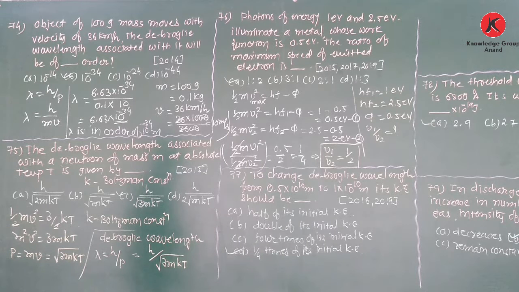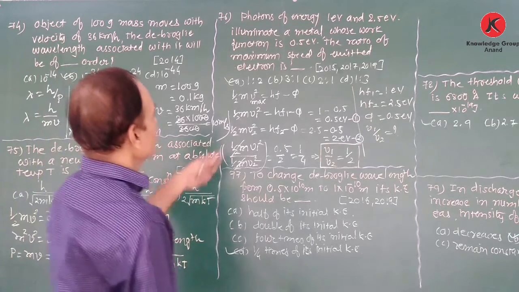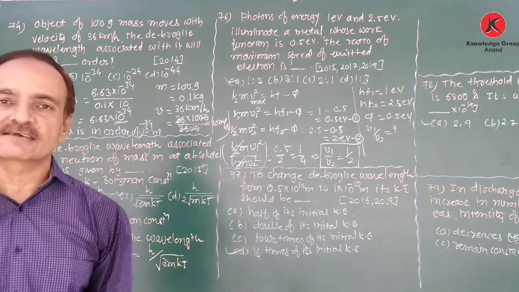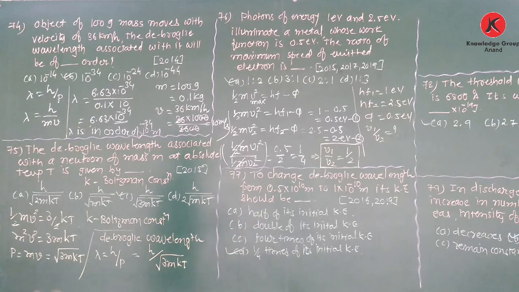This question is most important, and it has been asked 3 times. This year there is also the probability that this numerical will be asked in the objective and also in the board exam. It is easy: from Einstein's photoelectric equation, the maximum kinetic energy is equal to hf minus phi.